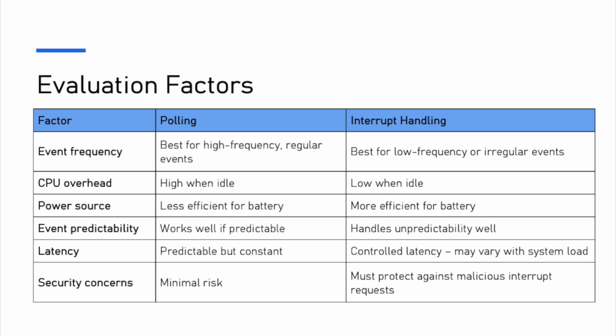So if you have more devices on your system, you're continuously polling them instead of doing anything important. This also has an impact on the power source, which refers to the source of power, battery, or mains. Devices running on batteries, such as mobile devices, benefit more from interrupts because the CPU can enter a low power state or sleep mode when it's not processing interrupts.